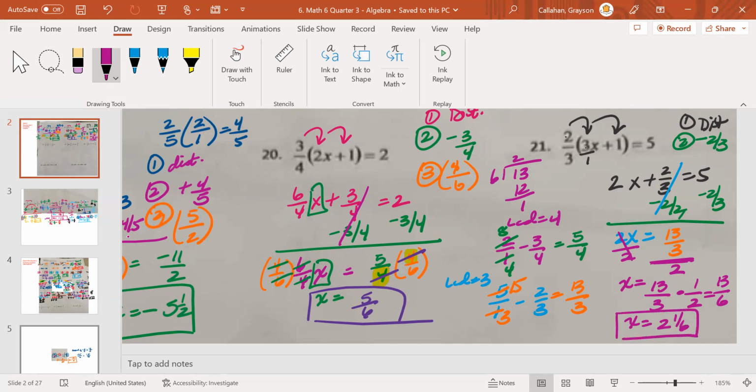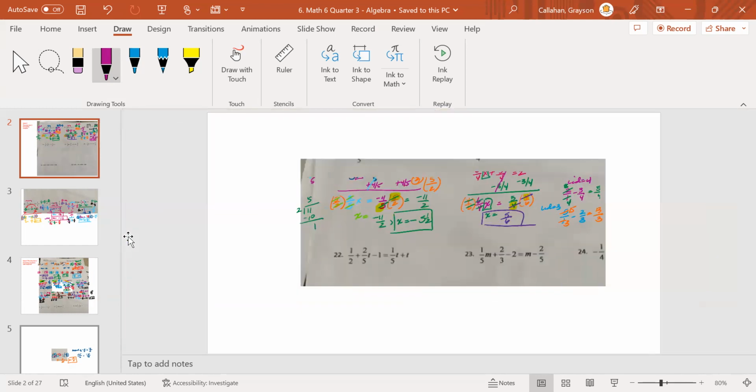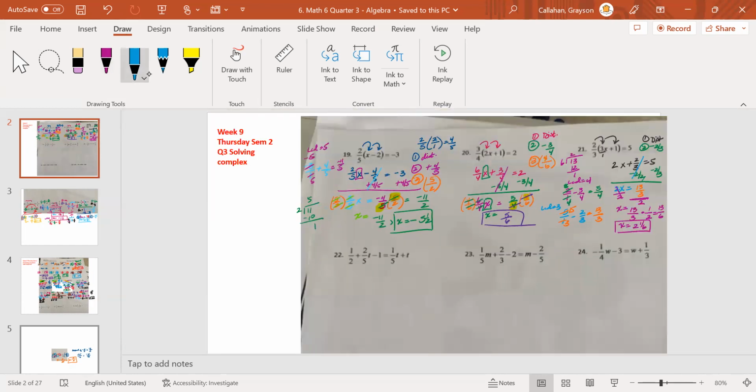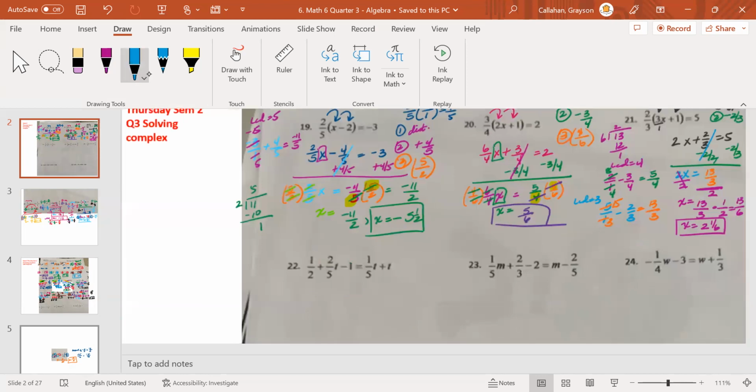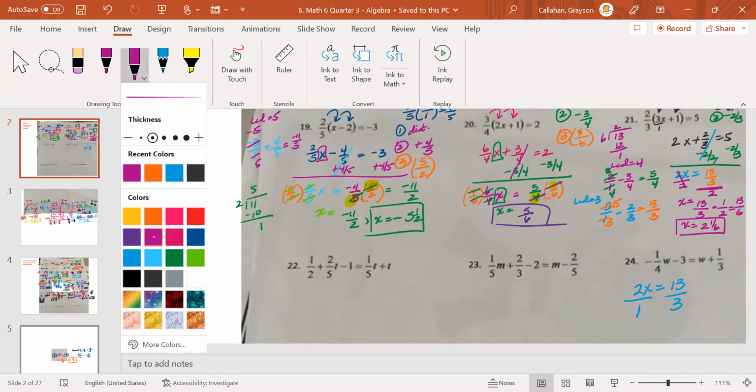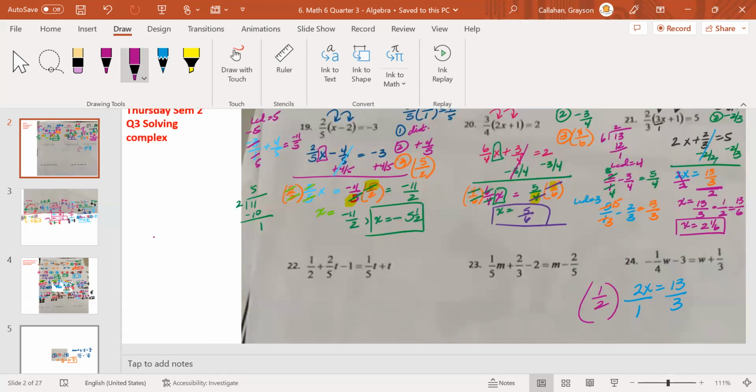That's the first way that you could do this. Now, an alternative way that you can do this, which I also want to show you, is, I don't have a ton of space, but that's okay. From here, you have 2x equals 13/3. You could think of it as there's a 1 underneath the 2. So then remember, you still want to multiply by the reciprocal, which is 1/2, like that.